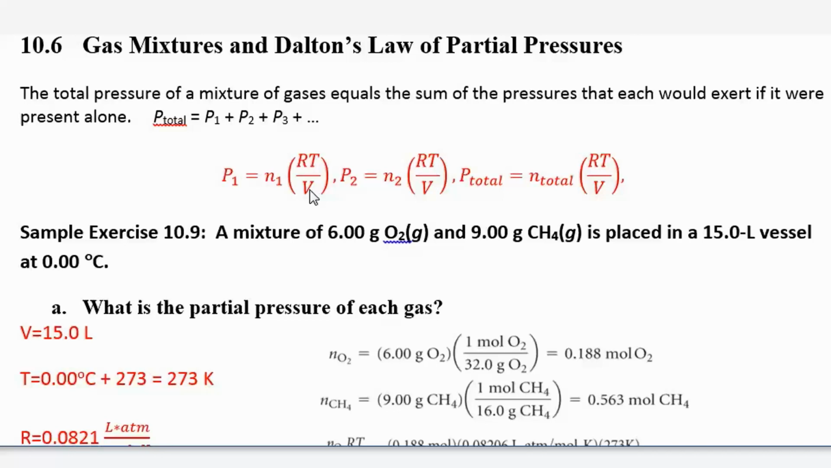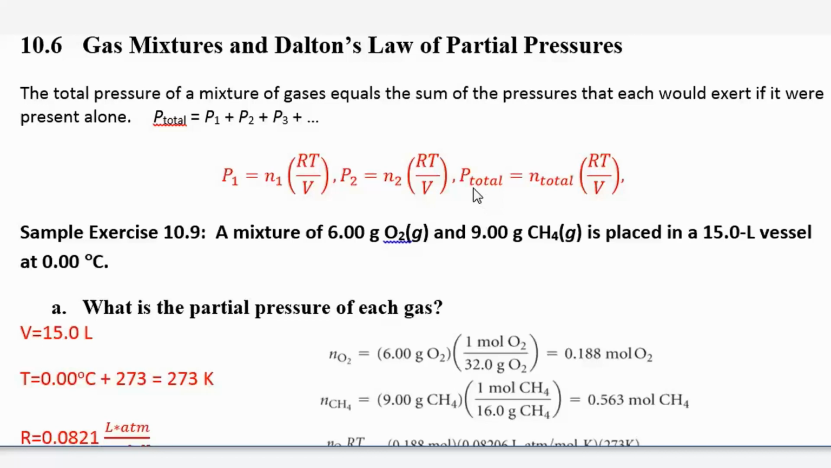The only thing that's going to change is the number of moles. So the pressure has to do with how many moles of each gas you have. Which moles do you use? It depends on what you're looking at. If you're looking at gas 1, the partial pressure of gas 1 has to equal the moles of gas 1 times RT over V. Or P2 is N2 times RT over V.